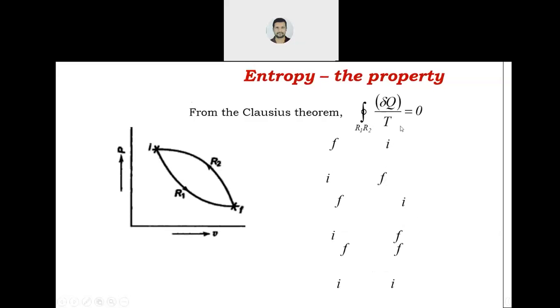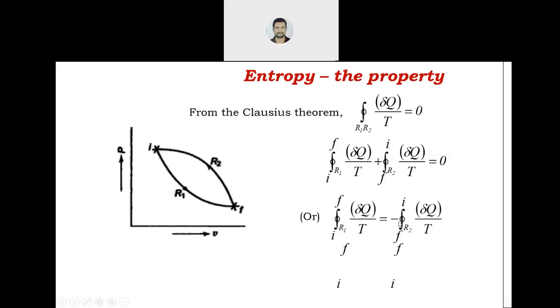From the Clausius theorem, what can you write? The cyclic integral of dq by T is equal to 0. Now, dq by T for R1 from I to F, next for R2 from F to I. In the cyclic integration of dq by T, first for R1 starting from I ending at F, next for R2 starting from F ending at I. Now bring this term to the right hand side, so it will be minus.